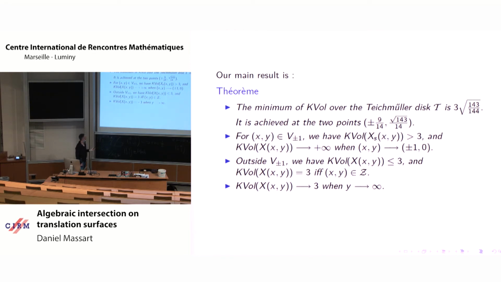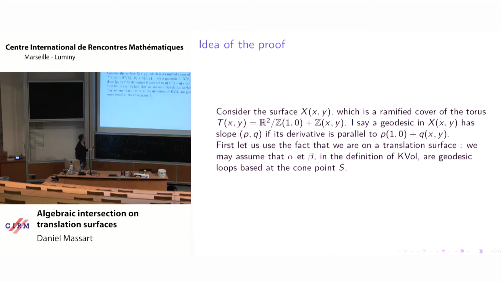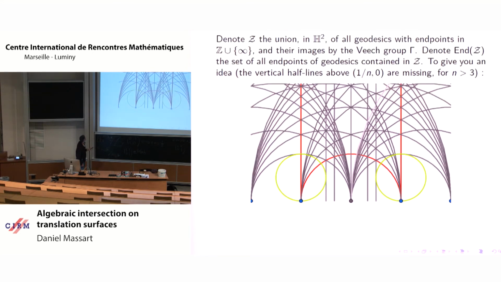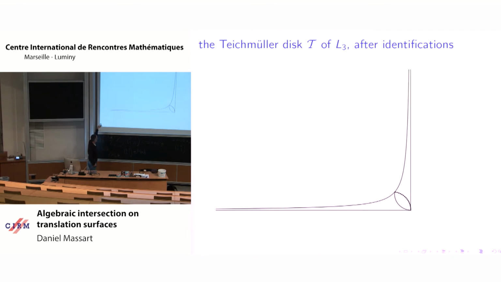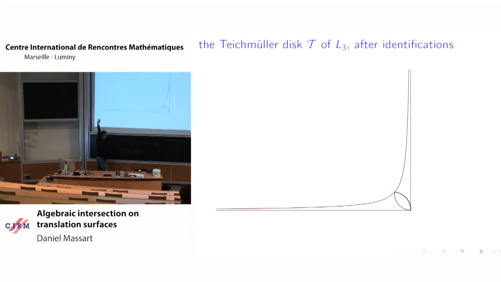So the Teichmüller disk, remember, has two cusps. So this one is the point 1 or minus 1 below, and this one is infinity. So the result is that when you go to infinity in this cusp, Bill goes to 3, which is the value at the corner, and when you go to infinity in this cusp, Bill goes to infinity.